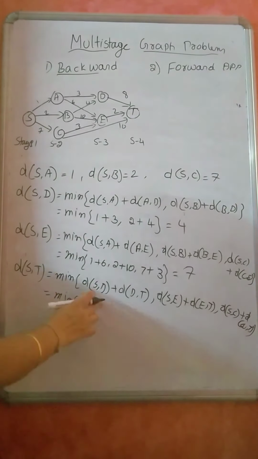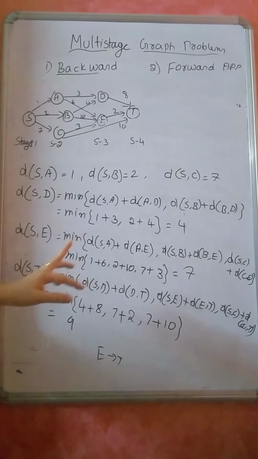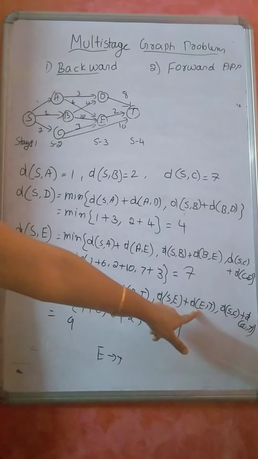Now how did we get this 9? You find out the path. In order to find the path, I got 9 from this, the second one. Second one means E to T. That means finally I have travelled from E to T. Now this E to T, where is that E to T? No, sorry, this is E to T, fine.